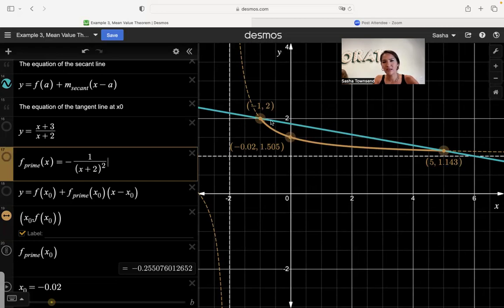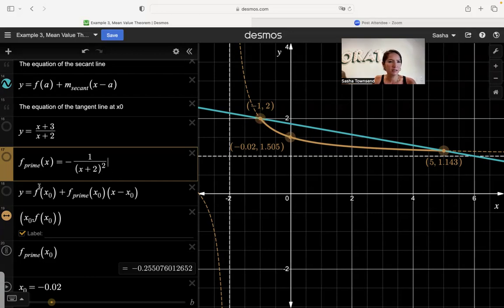And we're looking for an x value on the interval where the derivative is equal to the slope of the secant line, or the slope of the tangent line is equal to the slope of the secant line, or if you want, the instantaneous rate of change of the function is equal to the average rate of change of the function on the interval of interest.